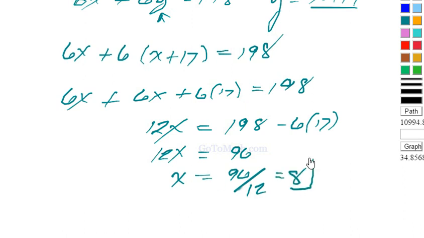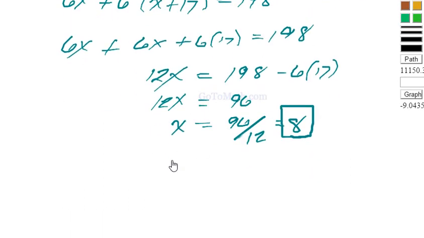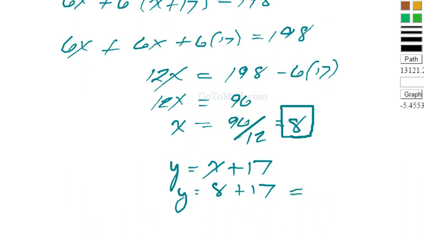So x is 8. Now the question is, what is y? We need to know what is y. Well, we can take this 8 now and plug it right on in up here to y, which is x plus 17. Y is equal to x plus 17. So this becomes 8 plus 17. And so there we go. We found the two solutions, 8 and 25.